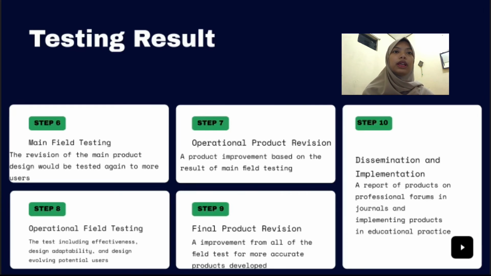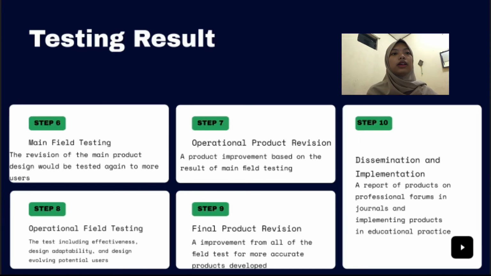Okay, the seventh step is operational product revisions. This step is a product improvement based on the results of main field testing. So this is the second improvement from the field test. The improvement of the product from the results of this wider field test will further strengthen the product developed, because at the previous field trial stage it was carried out with a control group.